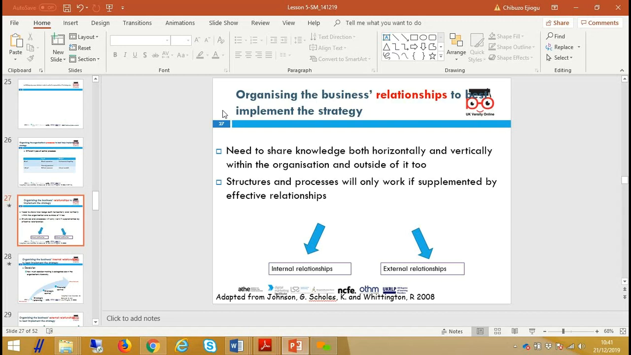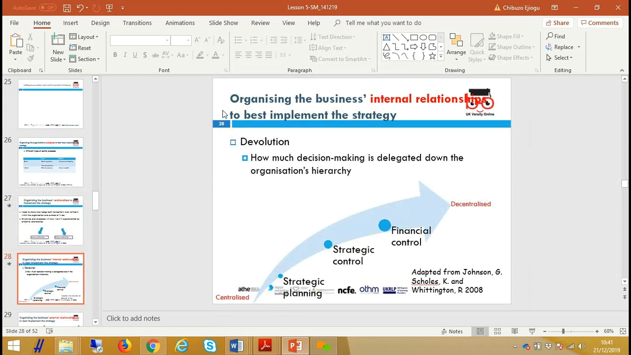So this one just talks about relationships. You have internal relationships and external relationships where you share knowledge and support each other. And again, these can be things that support the implementation of your strategy and control through relationships. So we'll look at that in another module very soon.